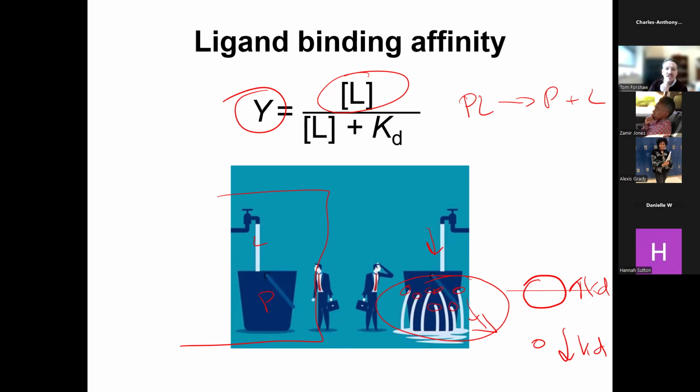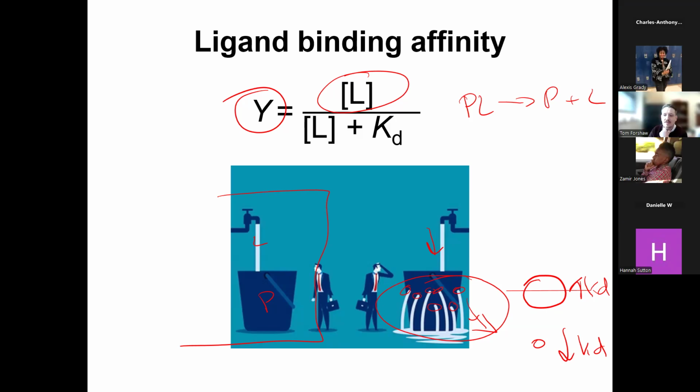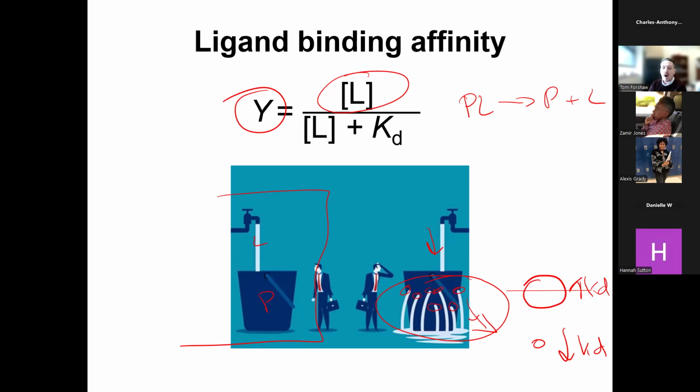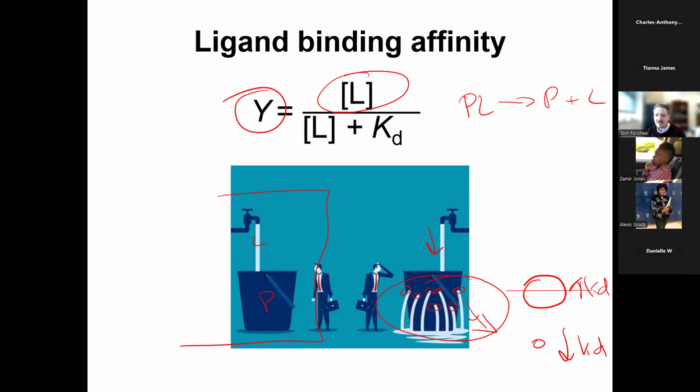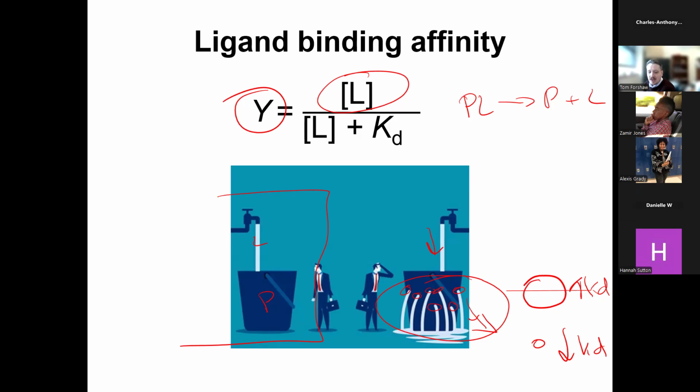We've got one person. Anyone else want to give an answer? We've got two. I'll ask the question one more time. If the KD value is high, what do we have to do to L to increase Y? Charles Anthony, would you like to give us your answer? Yeah, you have to increase L, right? Yeah, you have to increase L. Thank you.